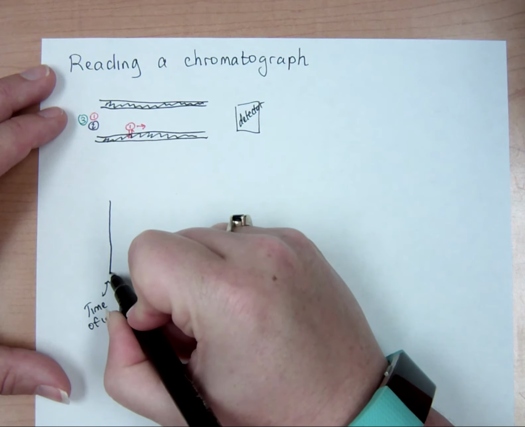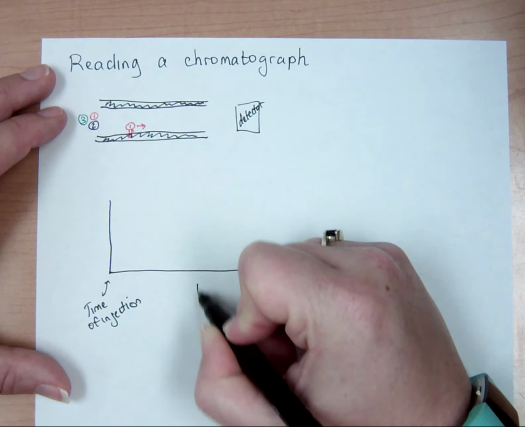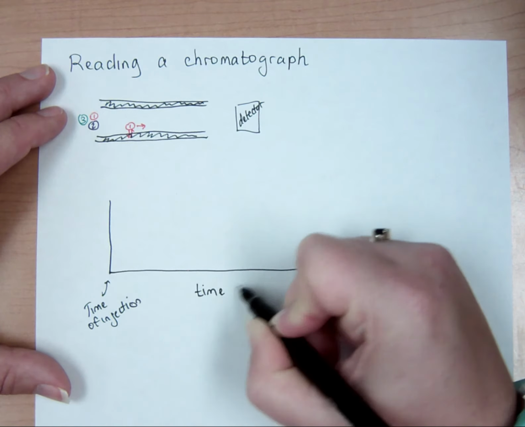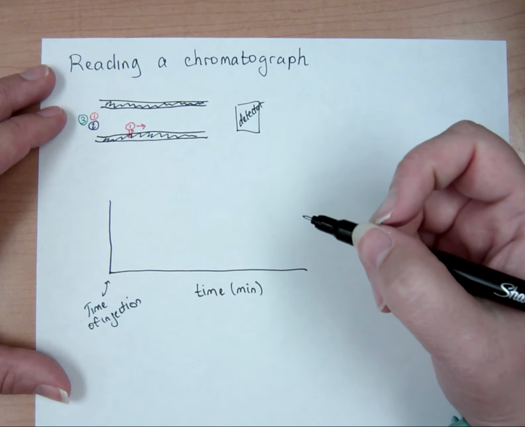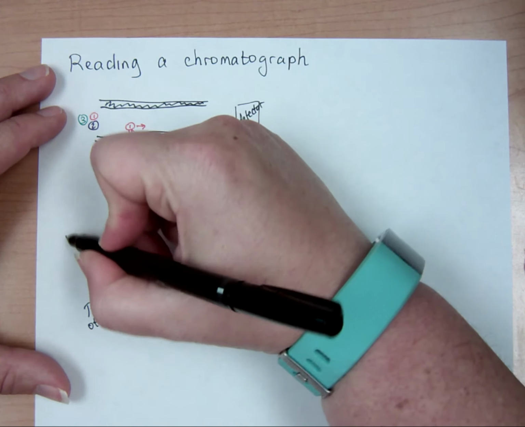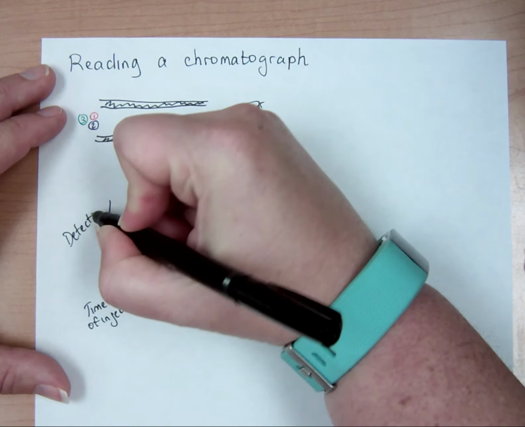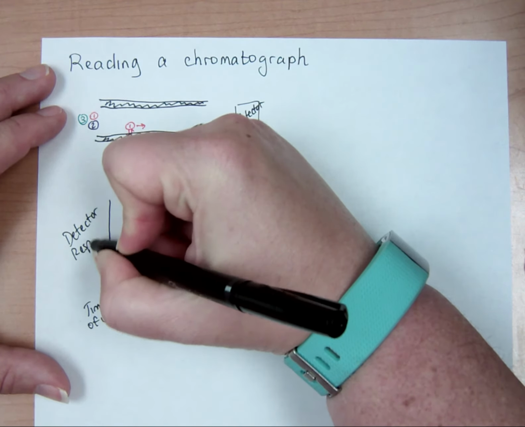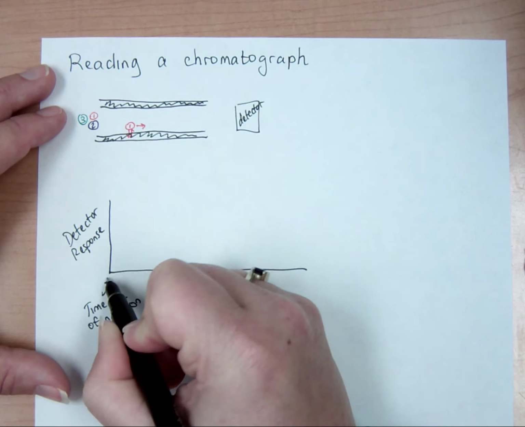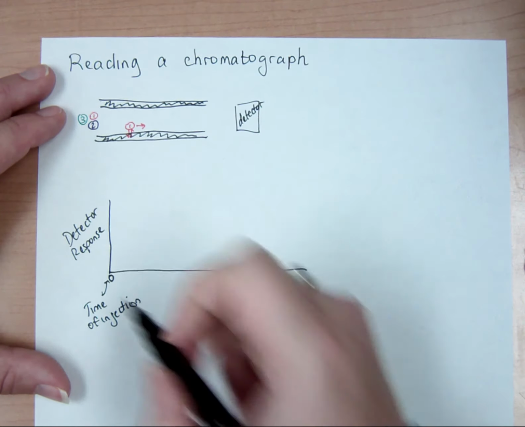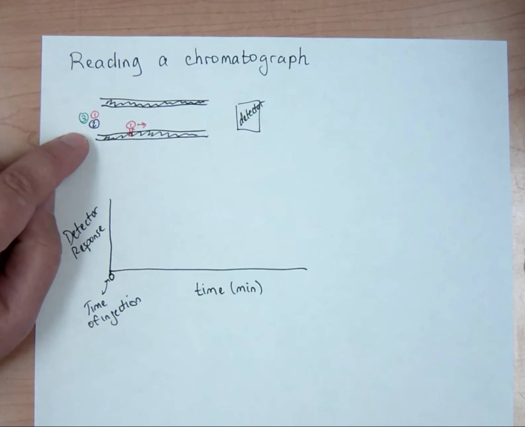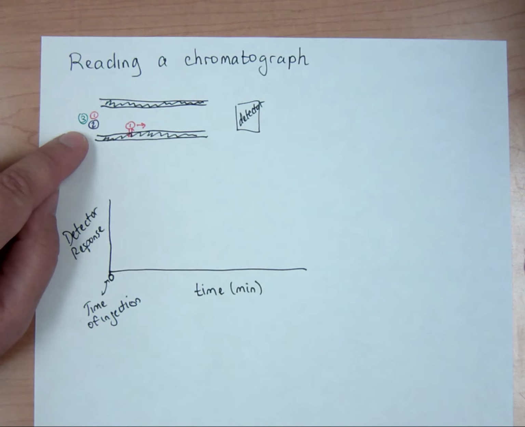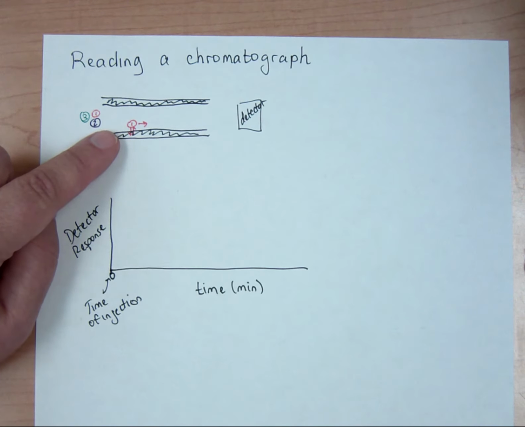Okay, so let's do our axes here. One will make time, and I'll put this in minutes. And we're looking at the detector response over that length of time. So at time 0, we're getting our time of injection where we've injected all of these analytes directly onto the column and they start moving through the column.